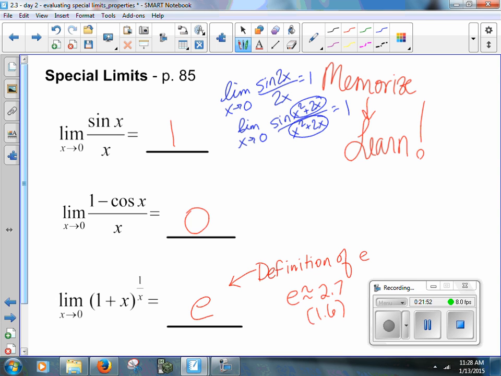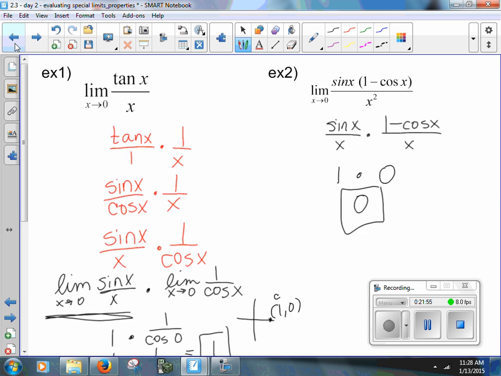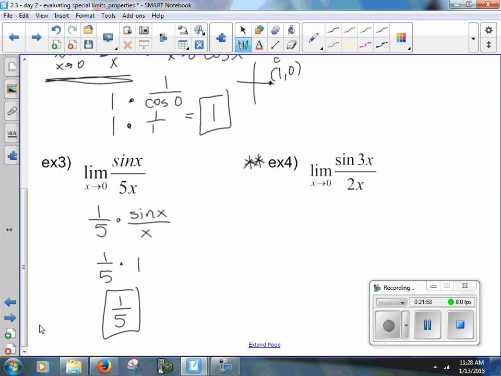Now go back to the example. What do I have to do? What do I need to remove? Can I touch the 3? I can't touch 3 because it's smushed in between sine and x. I can't touch it at all. I could move the 2 out. How? 1/2. All right, let's rewrite. 1/2 times sine of 3x over x, right?